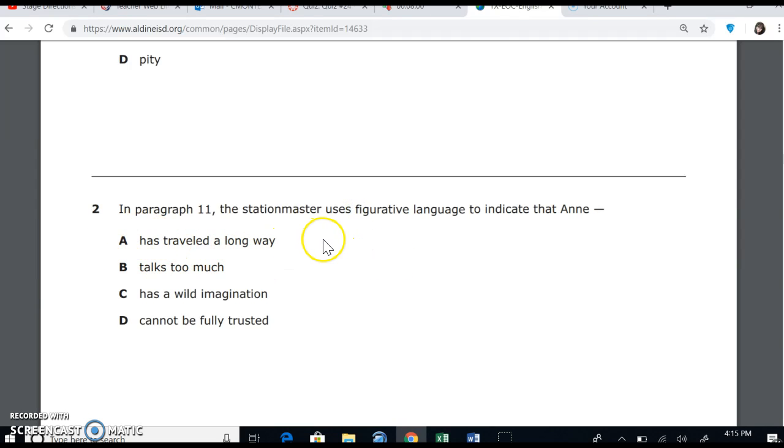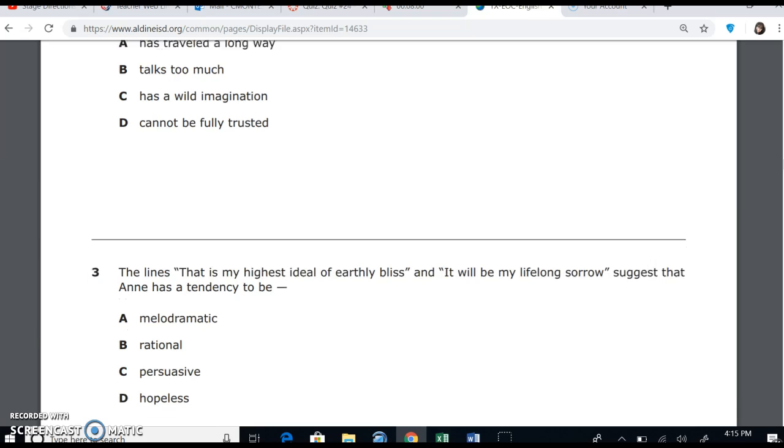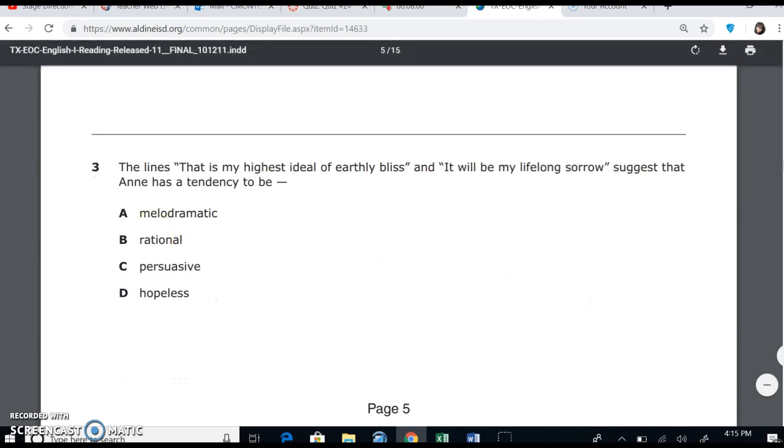Okay, letter A, has traveled a long way. B, talks too much. C, has a wild imagination. Or D, cannot be fully trusted. Okay, letter D would be negative. Letter C can be either positive or negative. B can also be positive or negative. And letter A, really it's neither. I mean, has traveled a long way. Let's look at number 3.